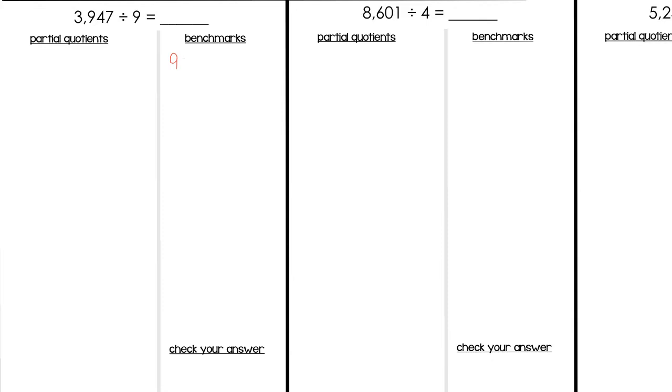Alright, so we have 9 times 1 equals 9. 9 times 5 is 45. 9 times 10, 90. 9 times 50, 9 times 5 is 45, and then we have a 0 in the ones place. 9 times 100, 900. I'm going to try 9 times 500 and see if I can get close to 3,900.